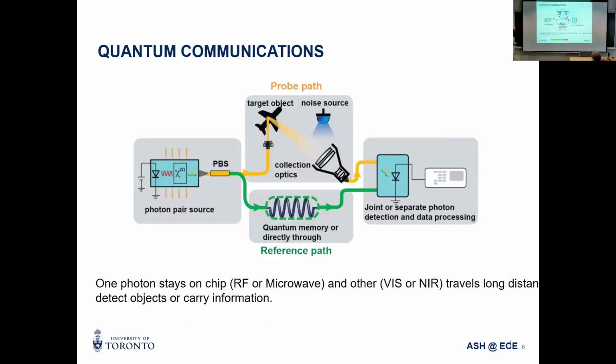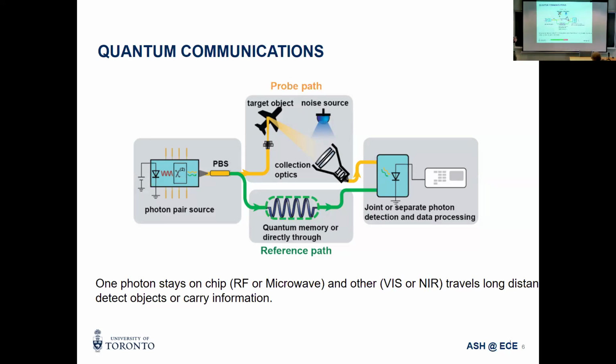Going back to keeping one photon on chip and one photon off chip: you generate your photon pair source and send it through a polarizing beam splitter. One goes to detect or measure some sort of target, for example in communications. Then the other stays on chip or in fiber. Then you bring them all back together and do your detection and your data processing.